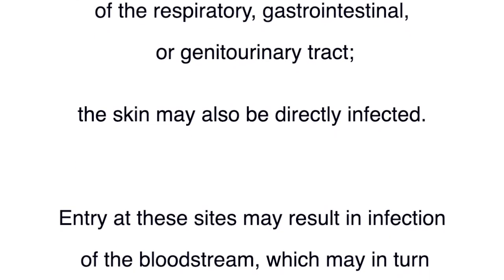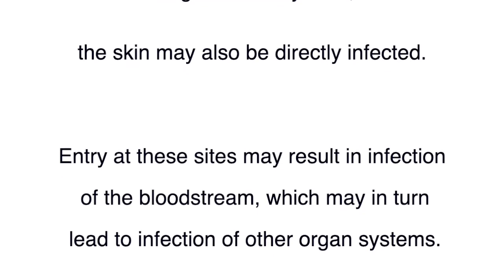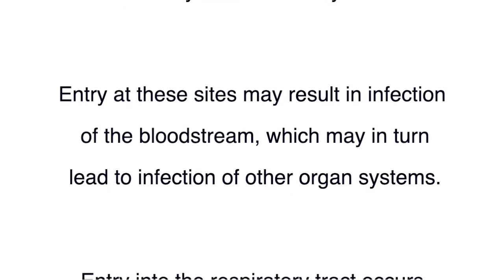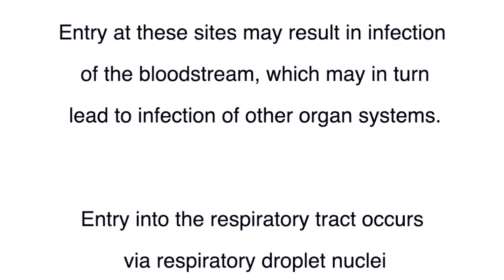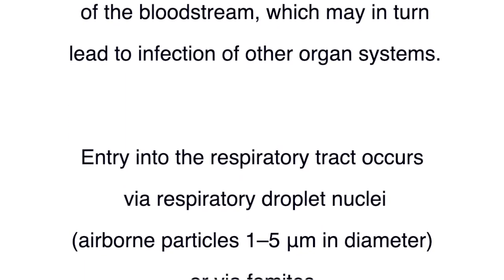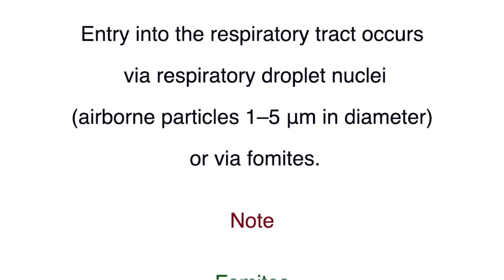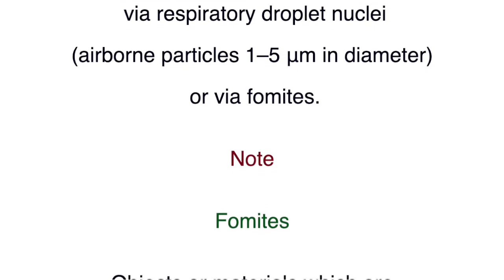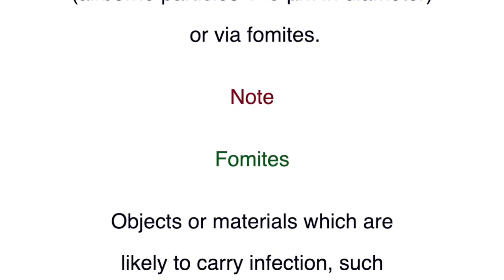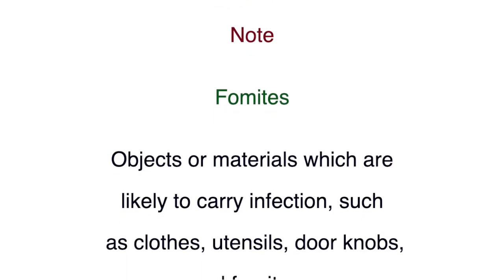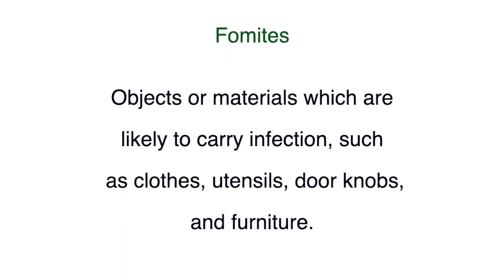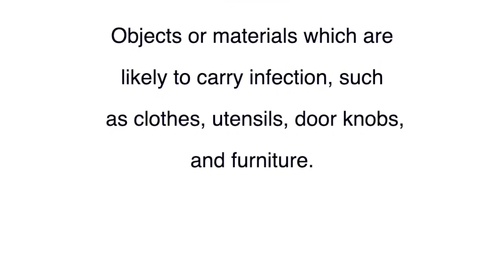The skin may also be directly infected. Entry at these sites may result in infection of the bloodstream, which may in turn lead to infection of other organ systems. Entry into the respiratory tract occurs via respiratory droplet nuclei, airborne particles 1 to 5 micrometers in diameter, or via fomites. Fomites are objects or materials which are likely to carry infection, such as clothes, utensils, doorknobs, and furniture.